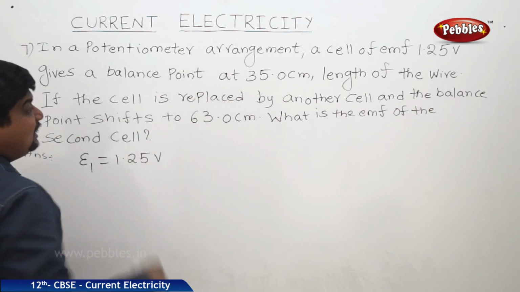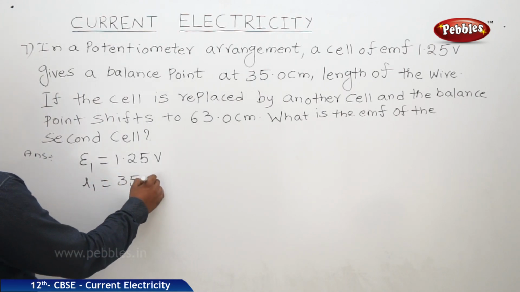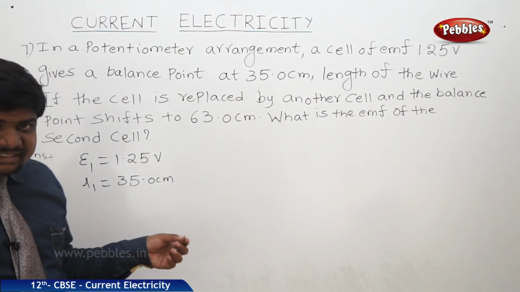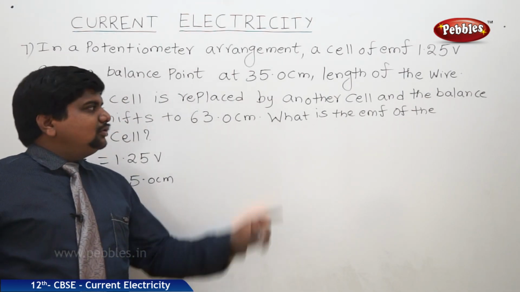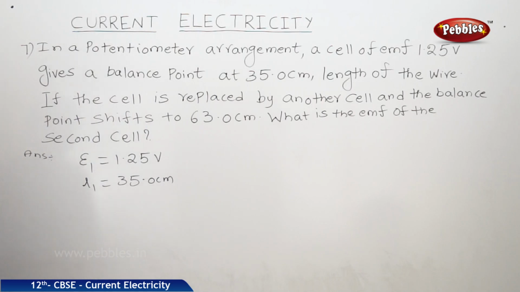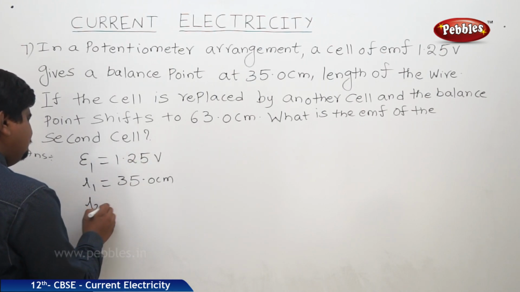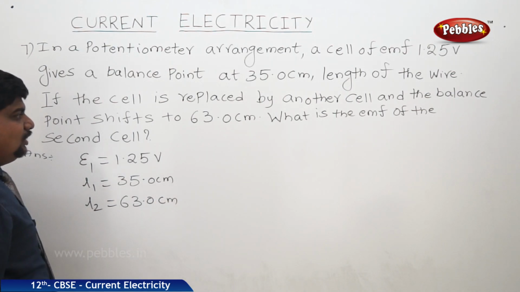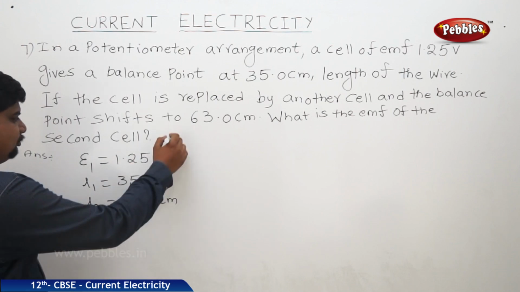Gives a balance point at 35 centimeters, corresponding L1 is equal to 35 centimeters. The length of the wire means 100 centimeters is the length of the wire. At 35 centimeters, the galvanometer reading shows 0. That is said to be a balancing length. If the cell is replaced by another cell and the balance point shifts to 63 centimeters, L2 becomes 63 centimeters. What is the EMF of the second cell? E2 is equal to how much?